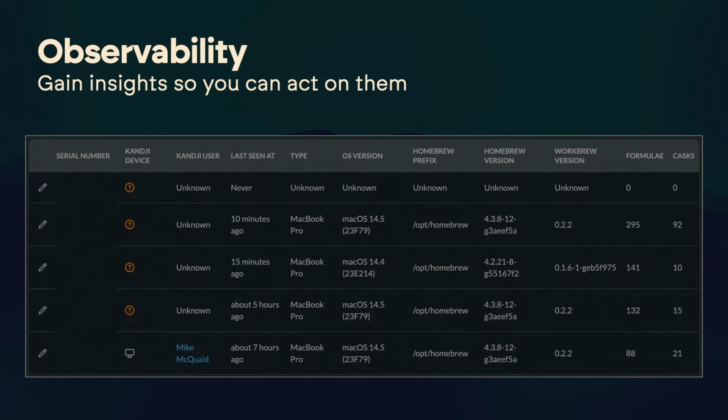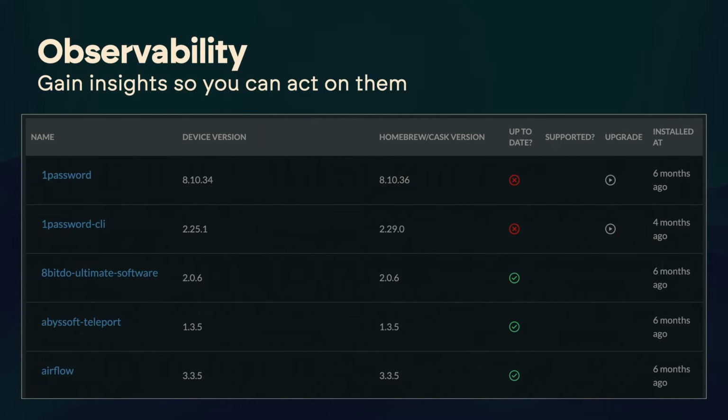Then, once you figure out which device you're working on, if you want to get a more detailed view of a particular device, you can get a look at every single package on that device, what version it's at, and what version is the latest in Homebrew.